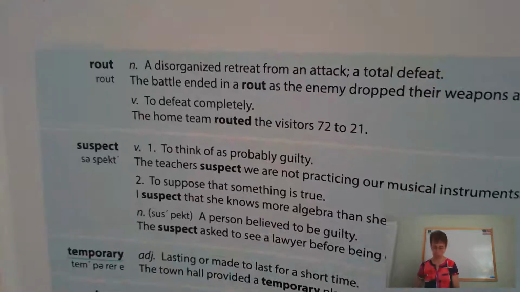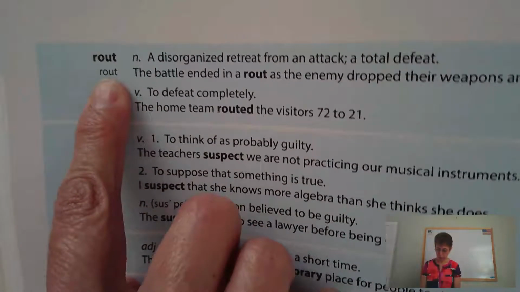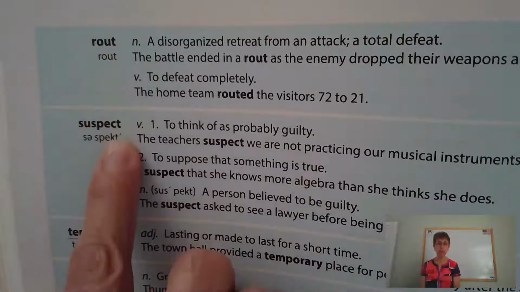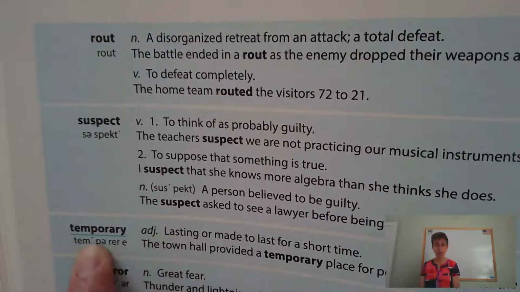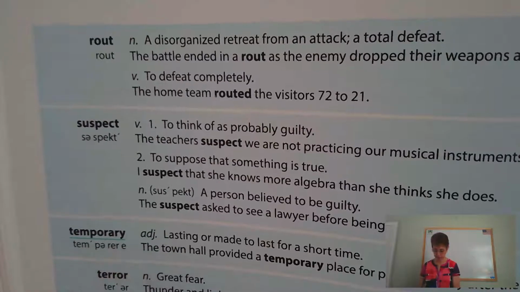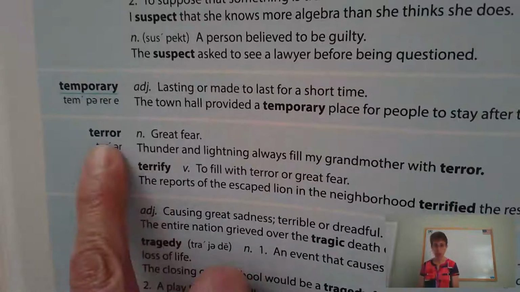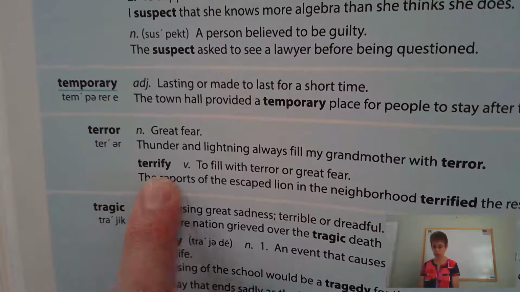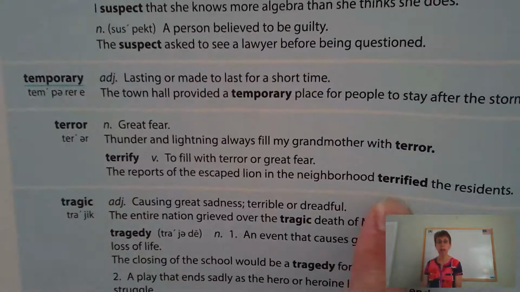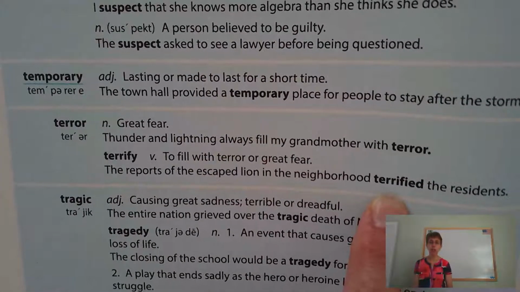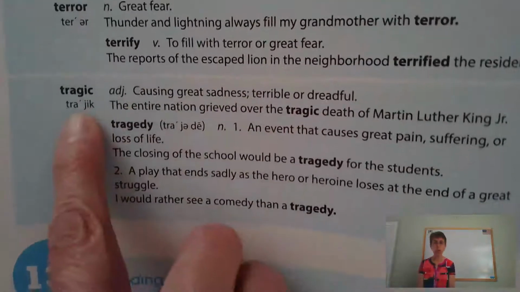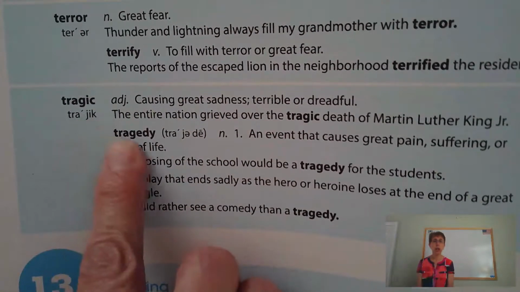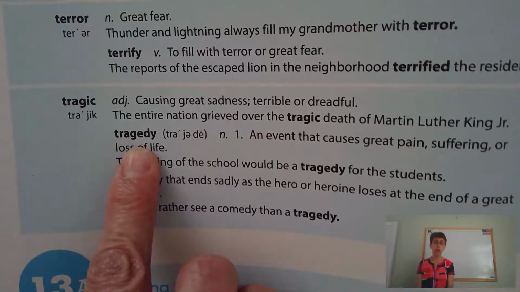Top of the next page, you have root. You have suspect, temporary, terror, and also terrify and terrified. Again, see how that Y changes to an I before the suffix ED was added. And your last word is tragic, and then you also have tragedy.